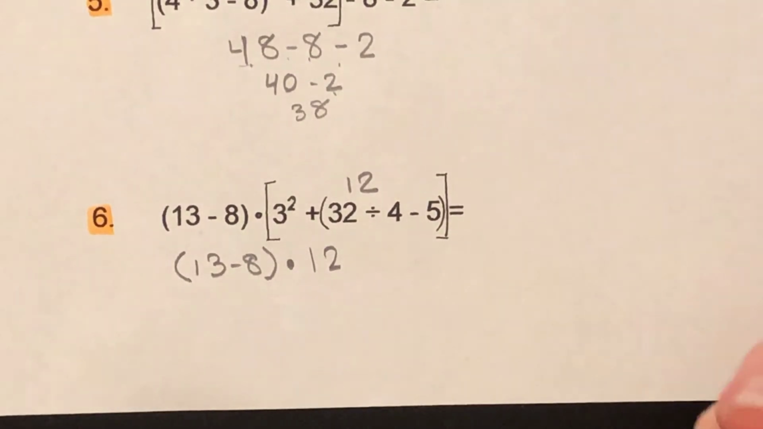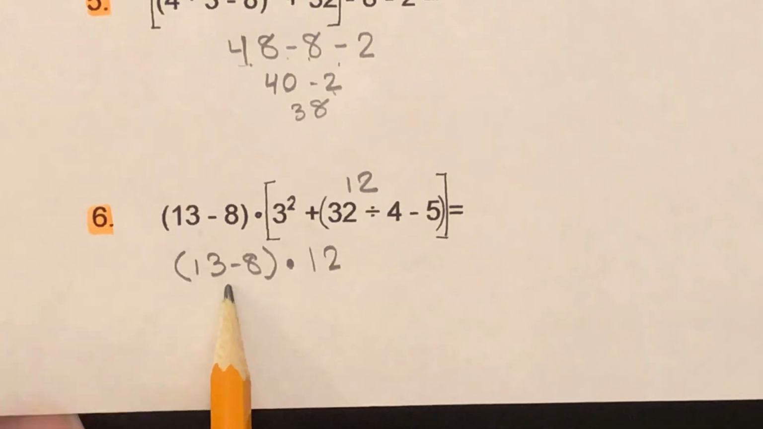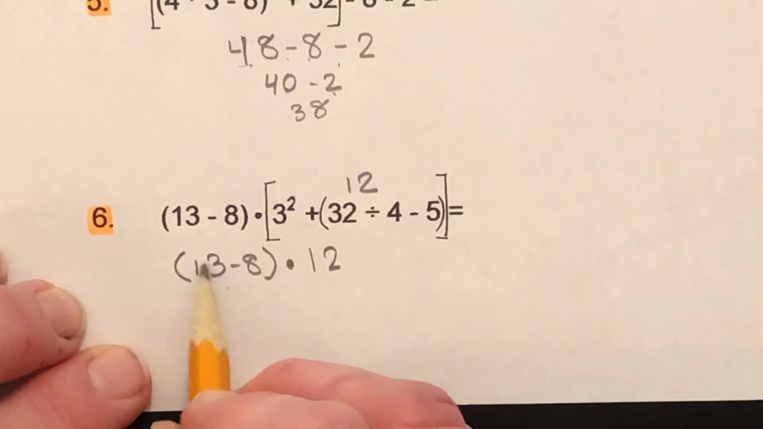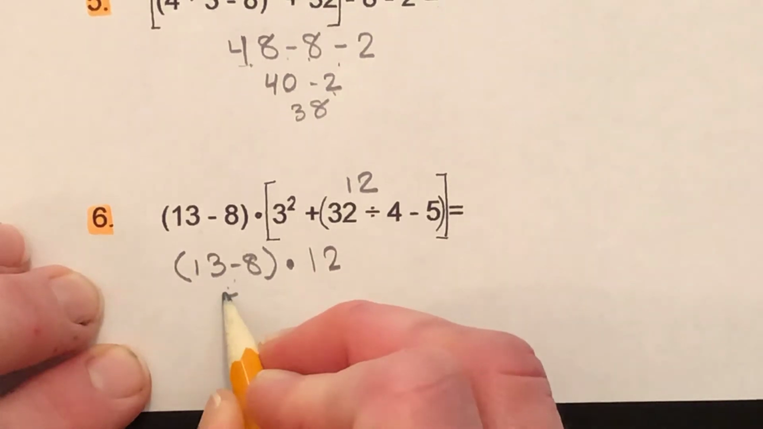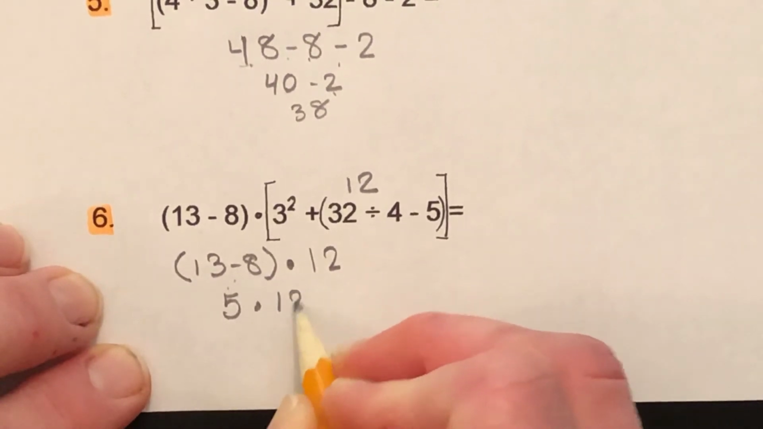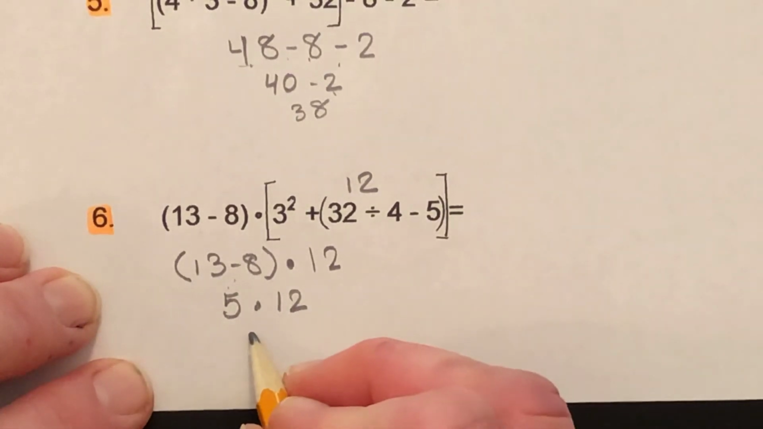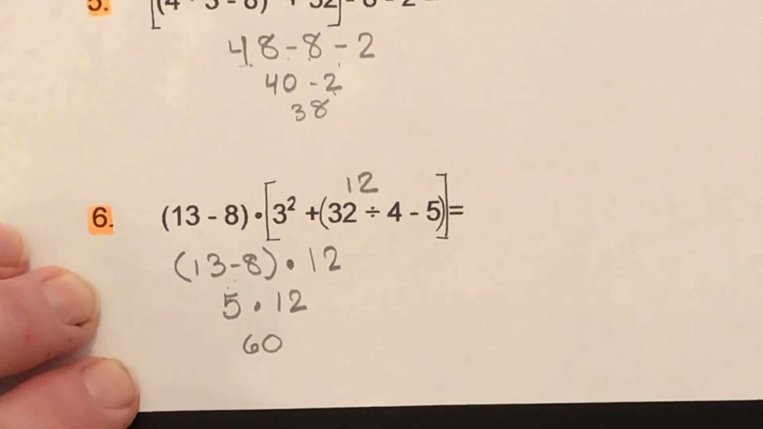All right then. Since I have parentheses, I do inside them first, rather. Inside that is 5. So I have 5 times 12. 5 times 12 is 60. And there you have it.